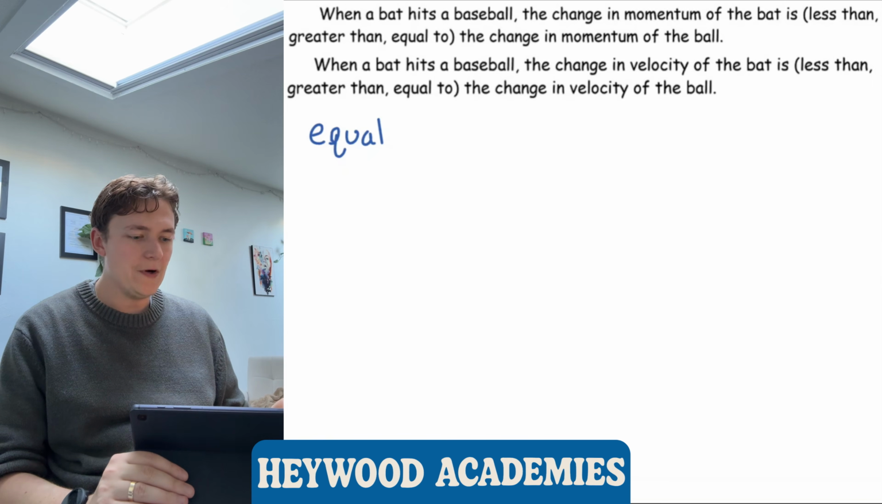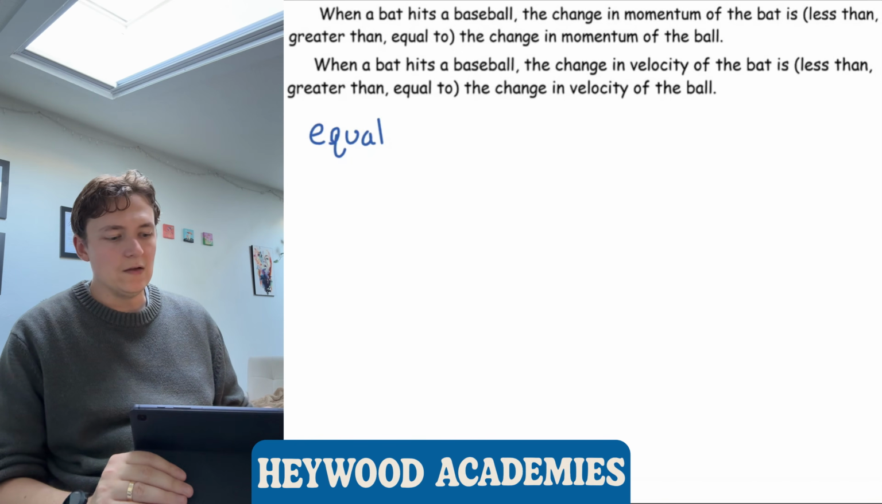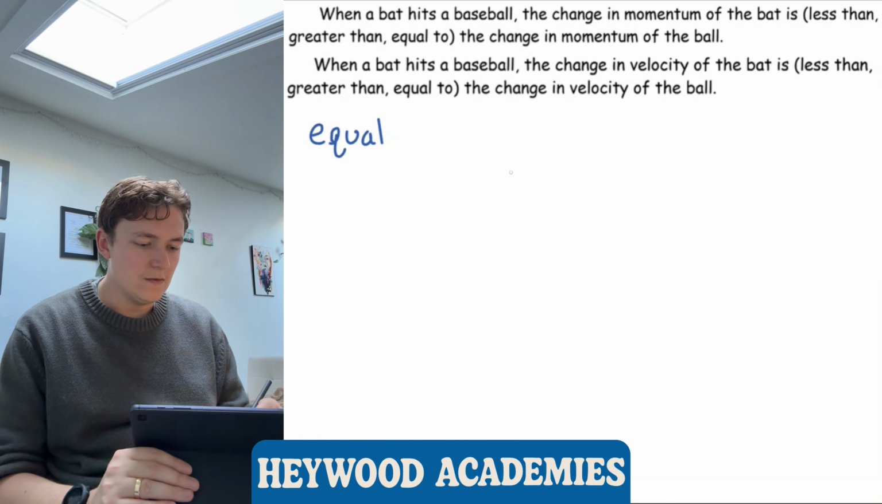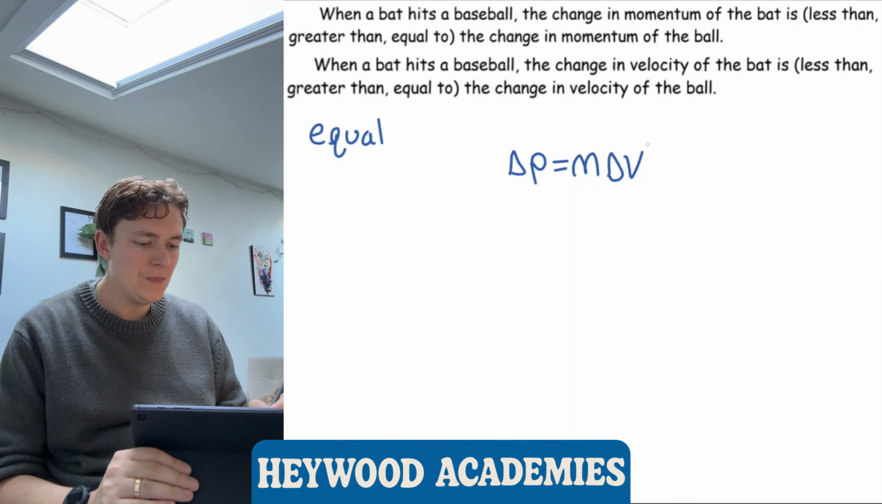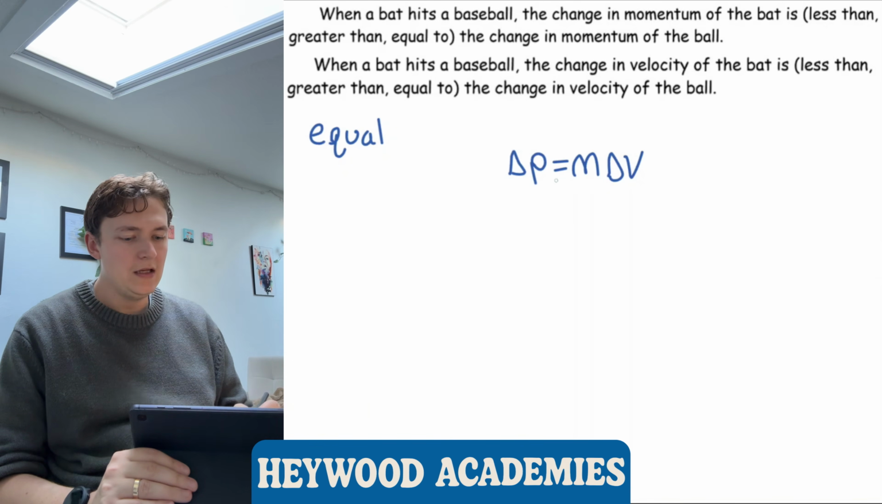When a bat hits a baseball, the change in velocity of the bat is less than, greater than, or equal to the change in velocity of the ball. So now this is where we kind of need to look at our equations for this. So our change in momentum is going to be mass times change in velocity. So we can write this equation for the bat and also for the ball.